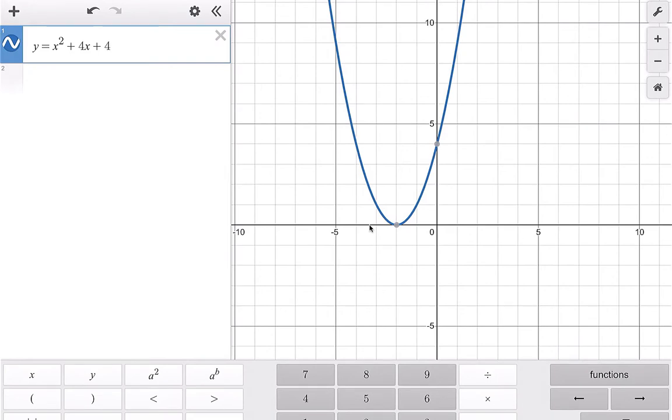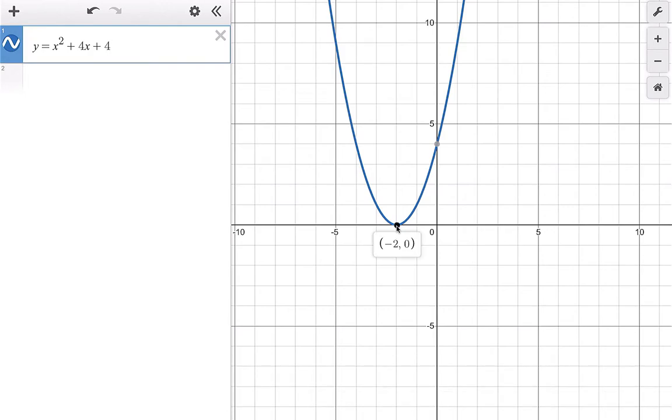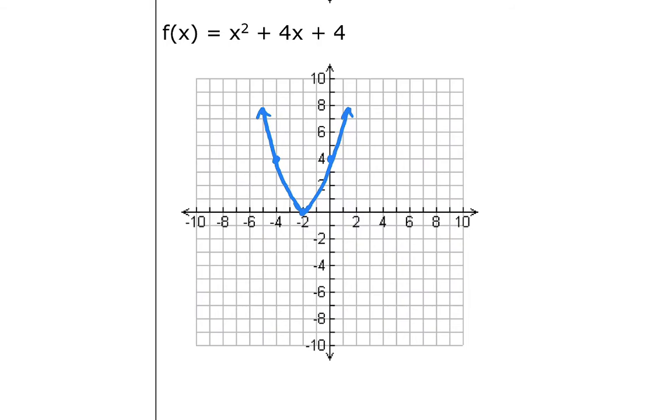And so we can see here, it only crosses one time. And on Desmos, you can just click on that little point and it tells you it's at negative 2, 0. So let me write this on my notes. The solution is right here at negative 2, 0. And this one only has one solution.